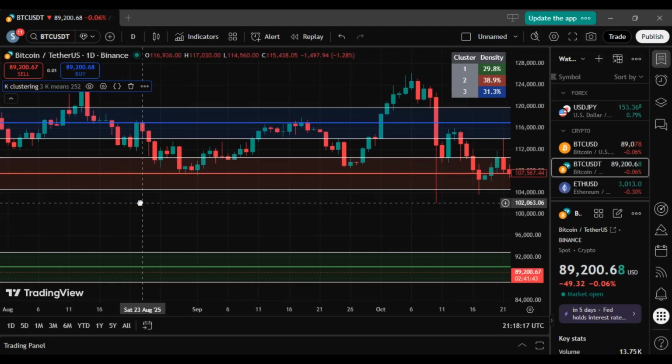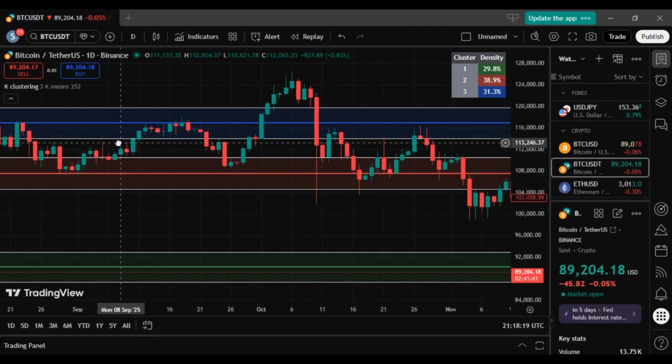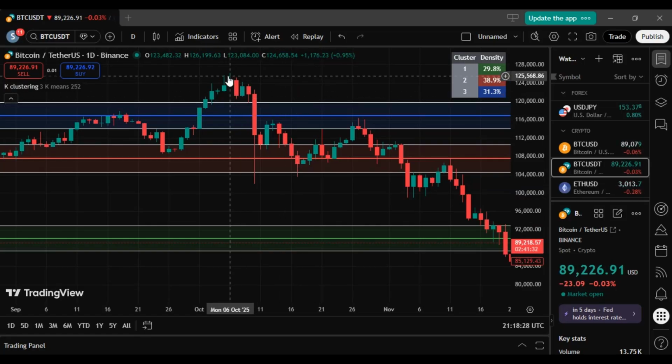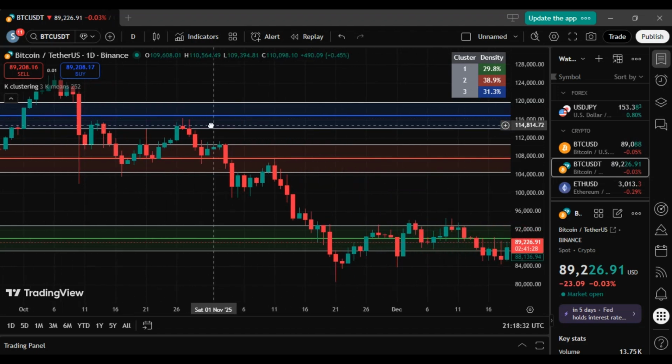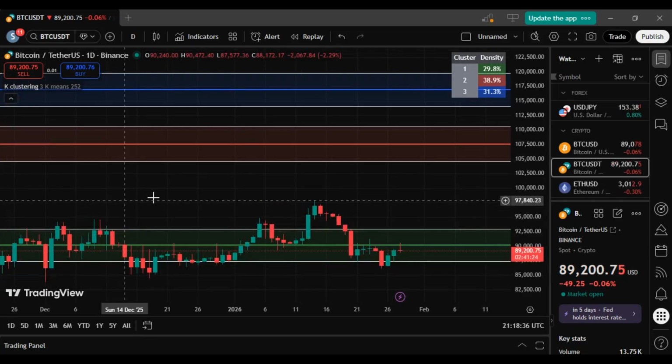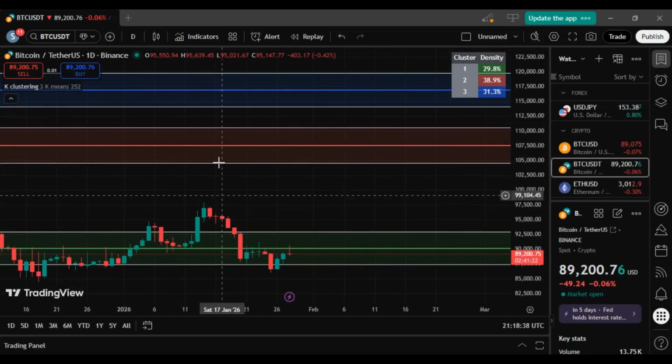The colors do not represent fixed support or resistance forever. Clusters can shift when the time frame changes because market behavior changes. That's why on different time frames, the same color may appear higher or lower. On the right side, you can see percentages next to each cluster. These percentages show how much time price has spent inside each zone. A higher percentage means that zone is more important and more respected by the market.